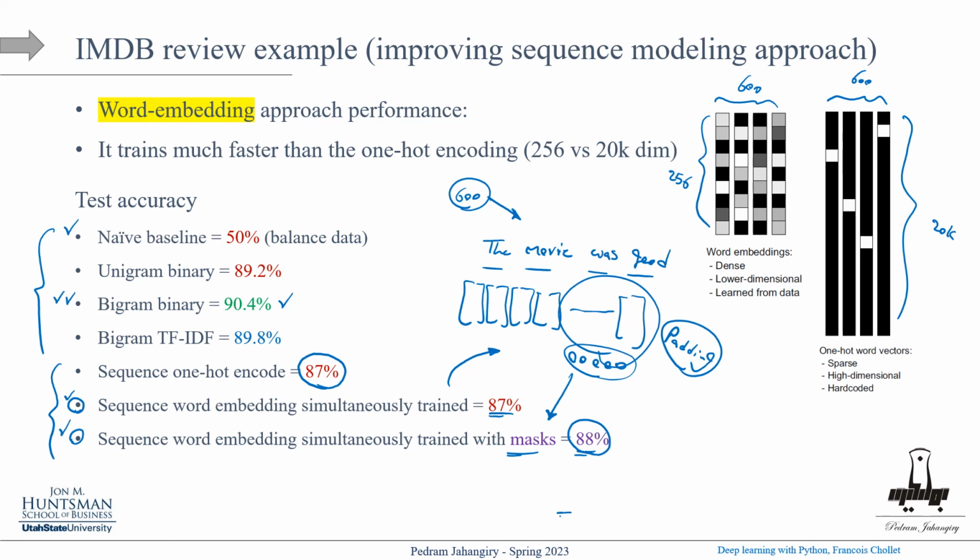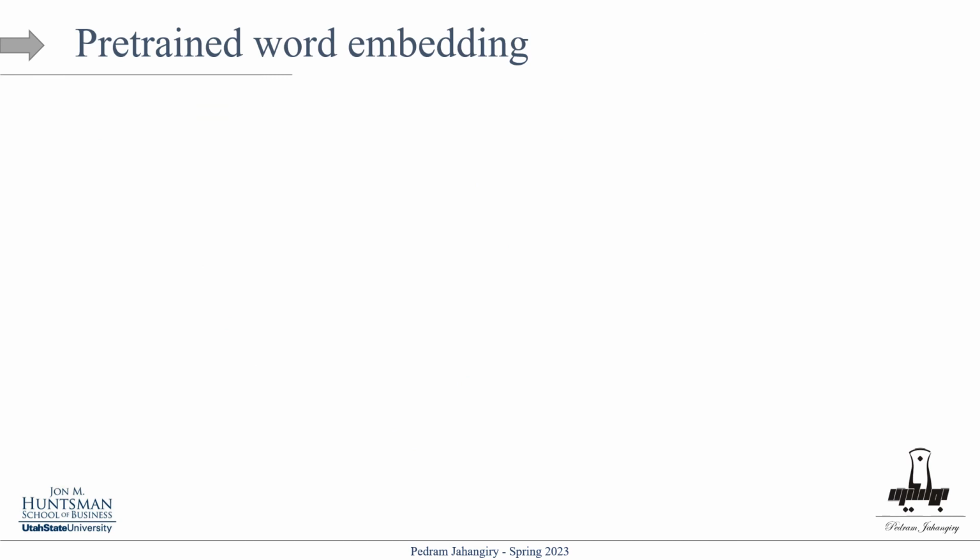Again, it seems that in this IMDB review sentiment classification, the local ordering was more important than, let's say, the global ordering of the review. And this is actually what we get by comparing the performance of the model between the bag of words versus sequence modeling approach. All right, I'm going to wrap up this section by briefly talking about pre-trained word embedding.